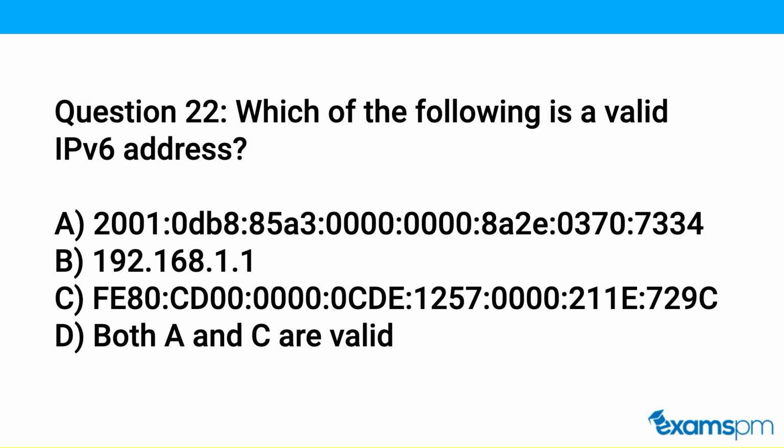Question 22. Which of the following is a valid IPv6 address? A. 2001:0DB8:85A3:0000:0000:8A2E:0370:7334. B. 192.168.1.1. C. FE80:CD00:0000:0CDE:1257:0000:211E:729C. D. Both A and C are valid.